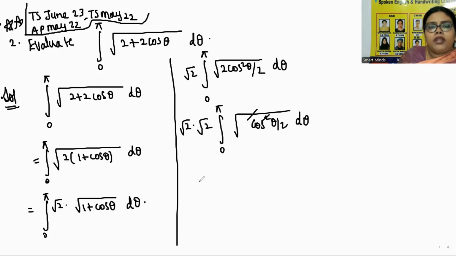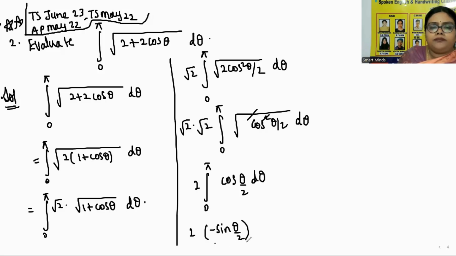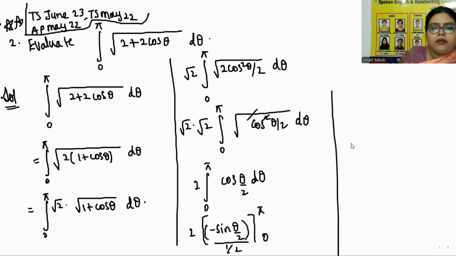Now square and root get cancelled. Root 2 into root 2 becomes 2. Integral 0 to pi cos theta by 2 d theta. Now we know that integral cos theta is sin theta, so that is sin theta by 2 by 1 by 2. Now 1 by 2 if I take up, then after integrating we apply the limit 0 to pi.